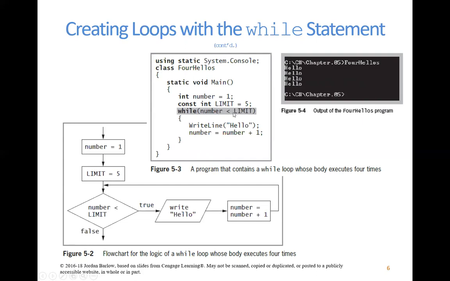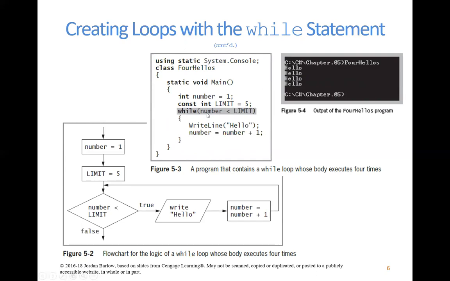So number is less than 5, so the program writes hello to the console and then increases the value of number by 1. So now number is 2. And then it goes back to the beginning and evaluates, is number less than limit? Is 2 less than 5? Yes. Then I'm going to write hello again, and I'm going to add 1 to the variable number. So now number is assigned the value of 3.